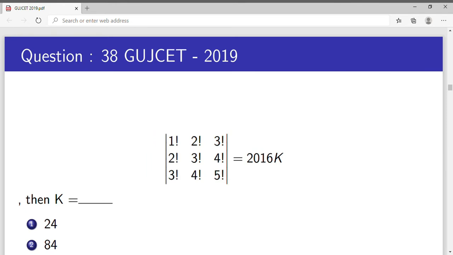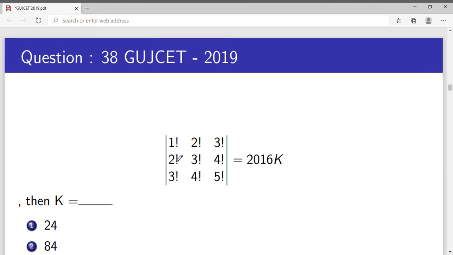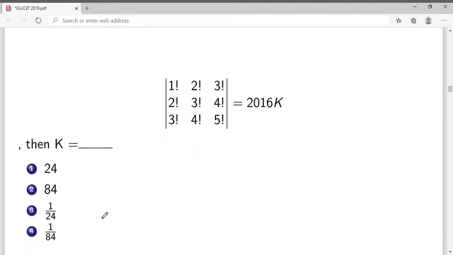Question number 38, GUJCET 2019. In the determinant, the first row is 1 factorial, 2 factorial, 3 factorial. The second row is 2 factorial, 3 factorial, 4 factorial. The third row is 3 factorial, 4 factorial, 5 factorial, which is equal to 2016k. Then k equals blank. Here 4 options are given. First is 24, second is 84, third is 1 upon 24 and fourth is 1 upon 84.